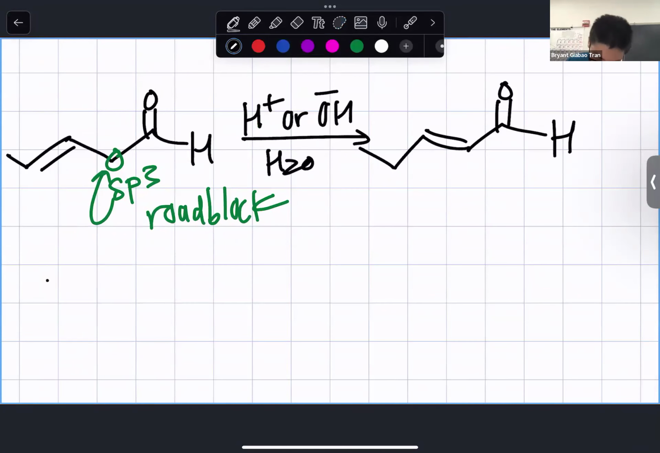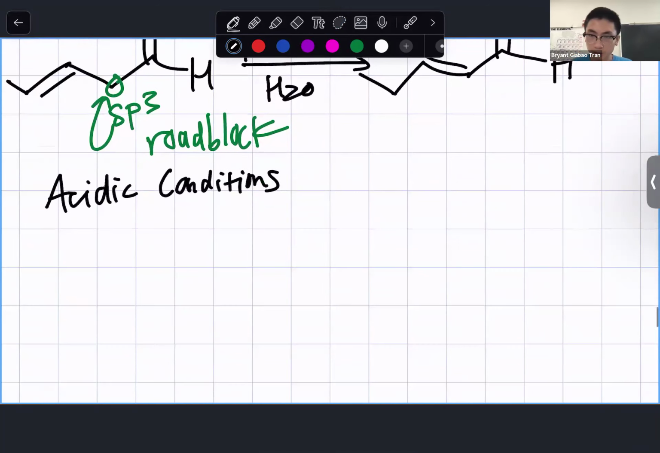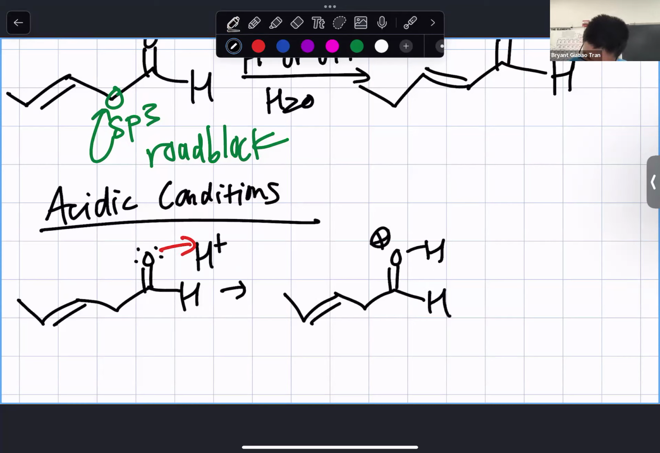So in acidic conditions, we are going to look for our most basic atom, which is the carbonyl oxygen. That makes this alpha carbon here even more acidic. So the next step here, we use water as a base to deprotonate that alpha hydrogen and form this enol here.